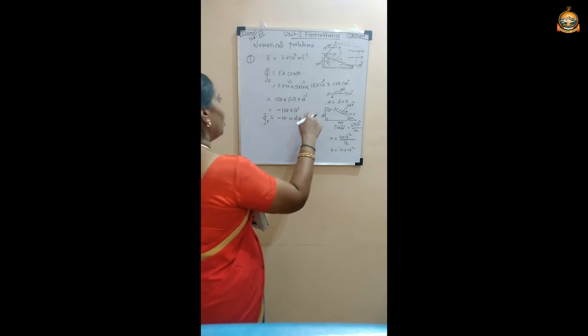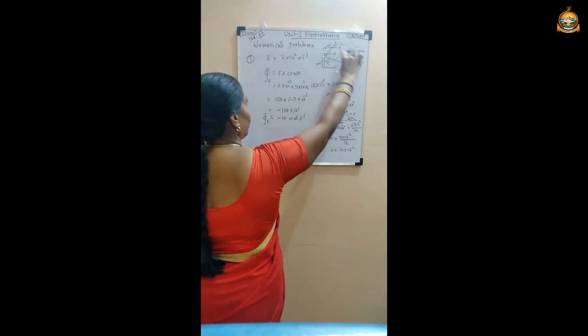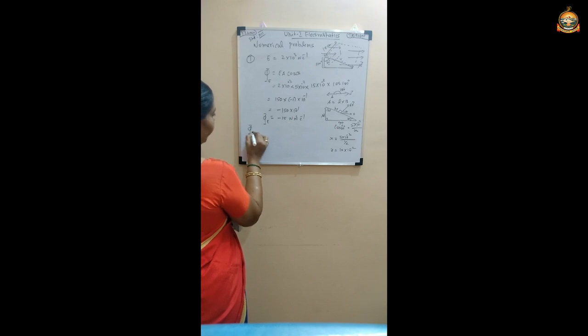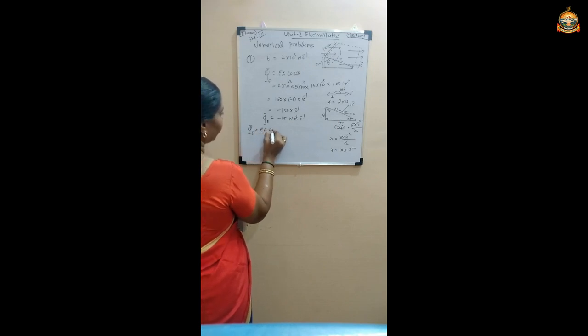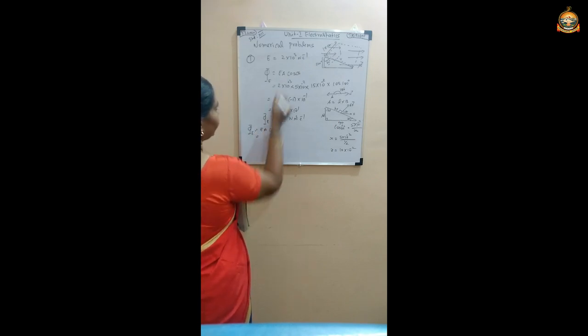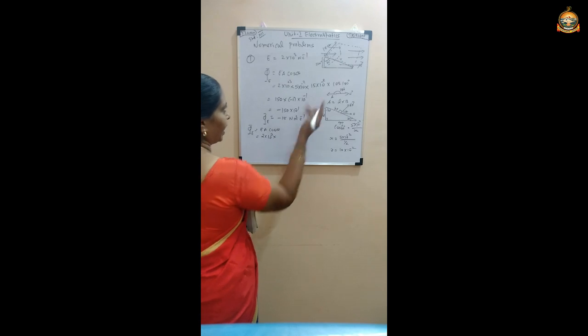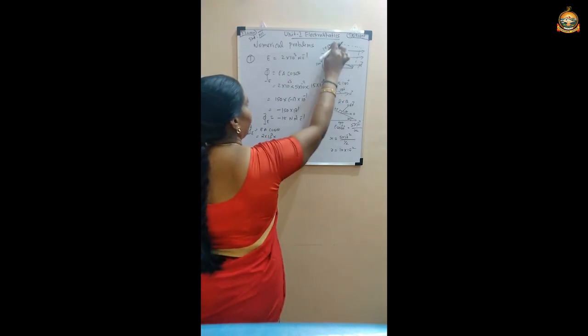Now we have to find out the flux passing through the slanted surface. Again, we have to write the formula phi is equal to EA cos theta. E is 2 into 10 to the power of 3, into the area. Area is again length into breadth.